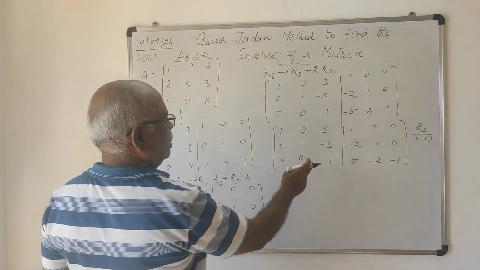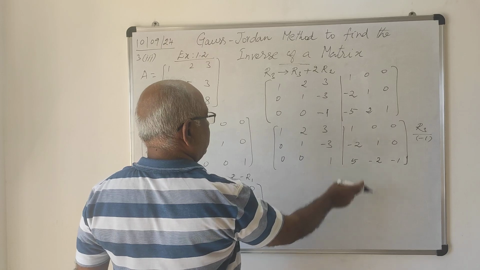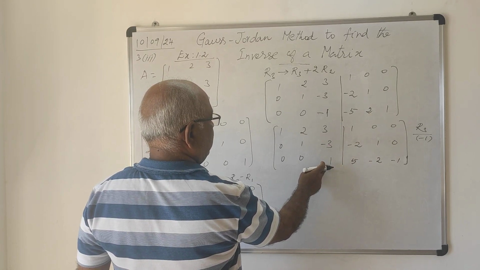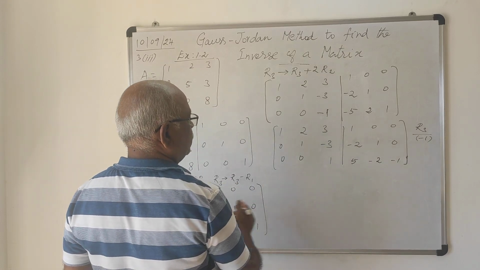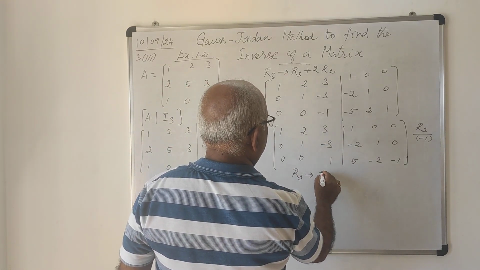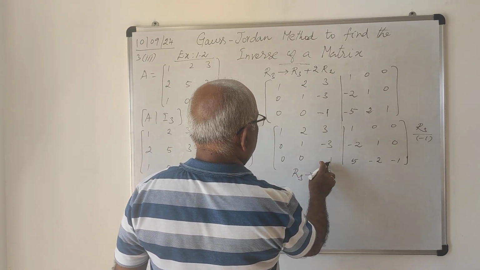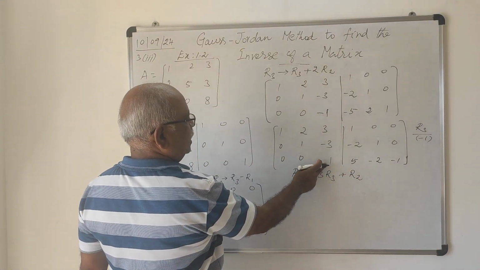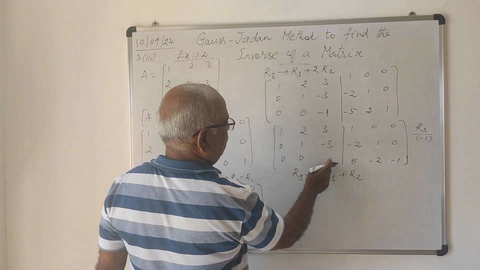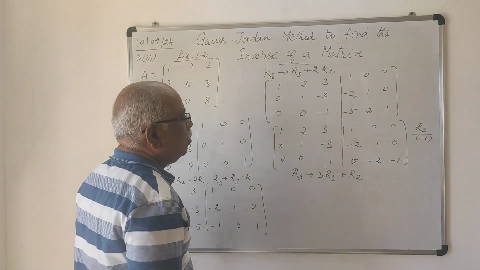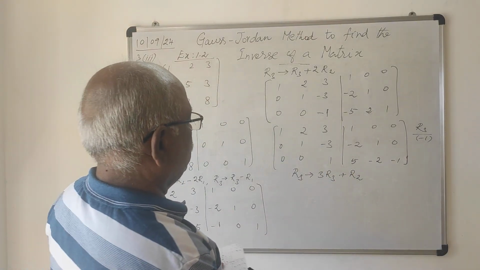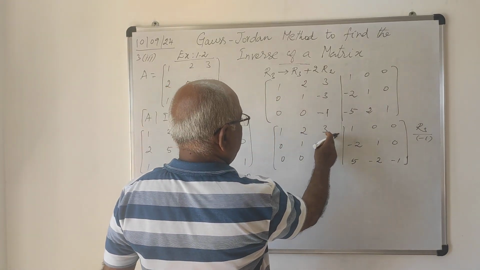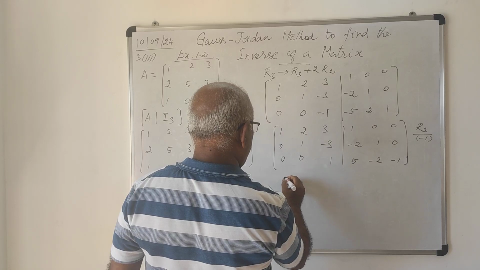Next one, R2 is R2 plus 3 times R3. 3 times R3 is 3, and 3 plus minus 3 is 0. This becomes 0. That's all. We want R2, not R3, because the identity matrix is 0, 0, 1. This minus 3 becomes 0 for that.